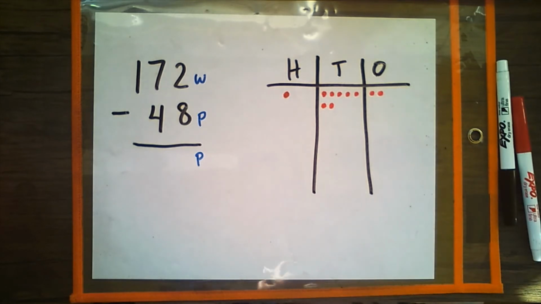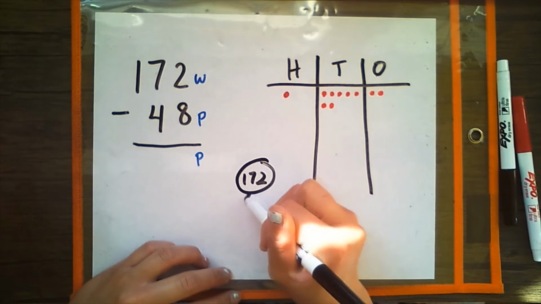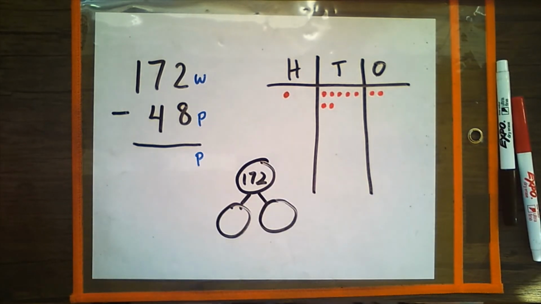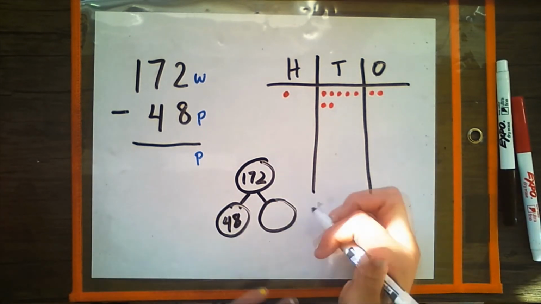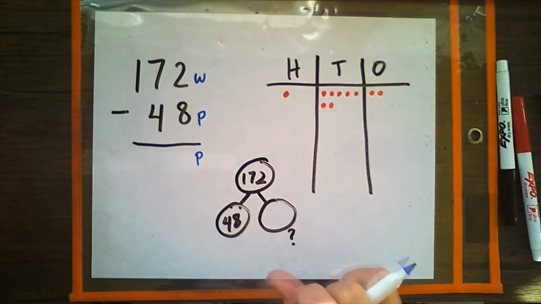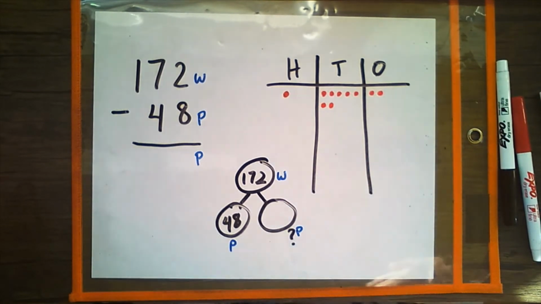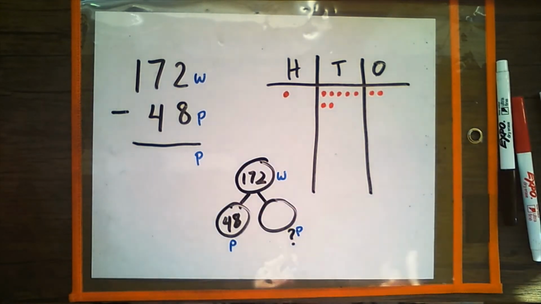What was our whole or our total again? 172. Great. And then our parts are, well, we know one part, which is 48. Our job is to figure out what the missing part is. And if it helps you, go ahead and label. We drew out 172 with our chip model. Now let's go ahead and take away 48.